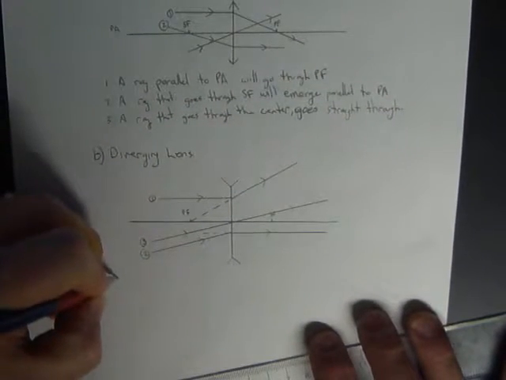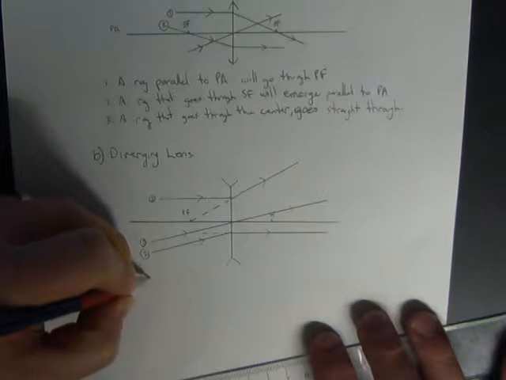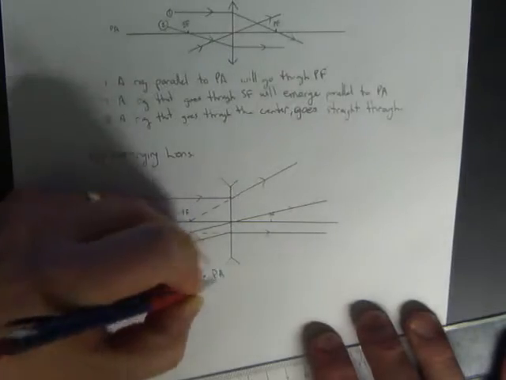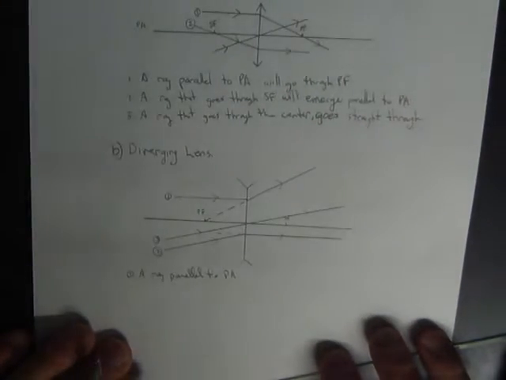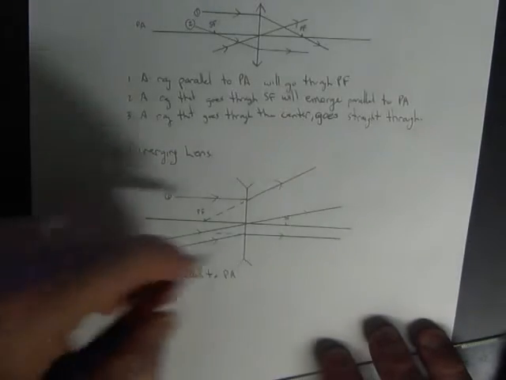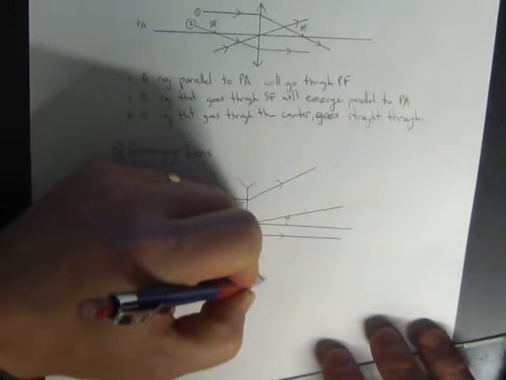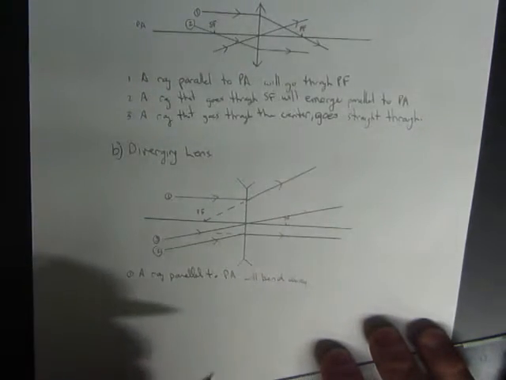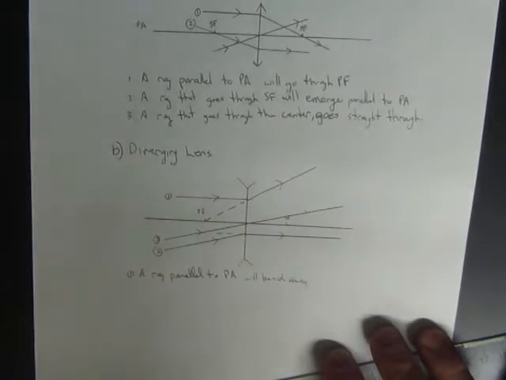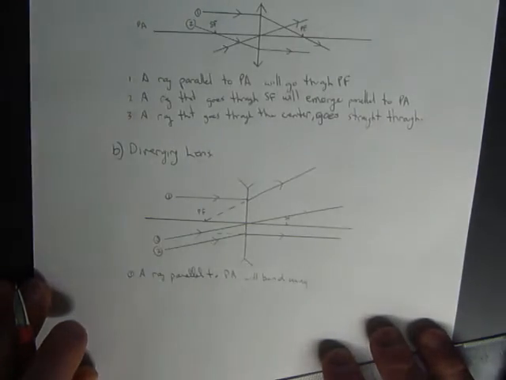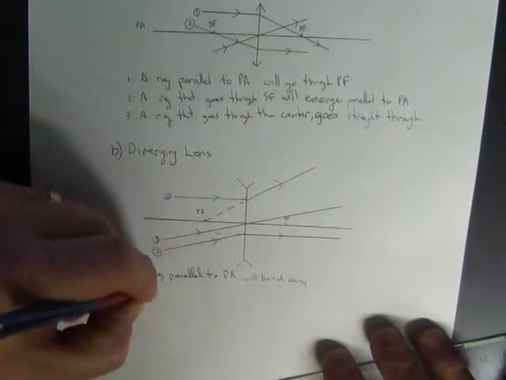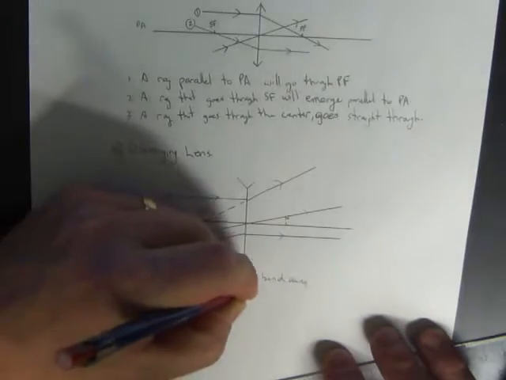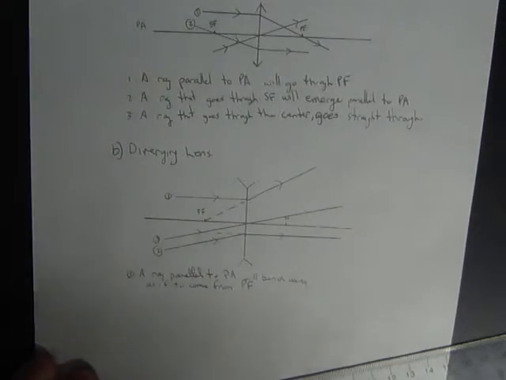I'm going to write down rays 1 and 3. A ray parallel to PA. Again, it sounds like a rhyme. This is even better. Will bend away. A ray parallel to PA will bend away. No? You're not enjoying this? I'm having some fun here. Will bend away as if to come from PF. And that doesn't rhyme.